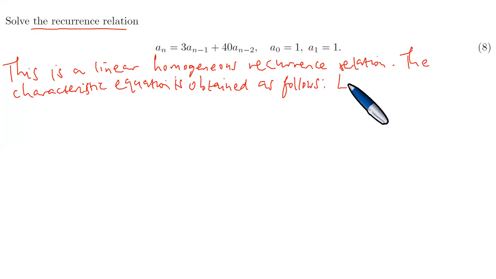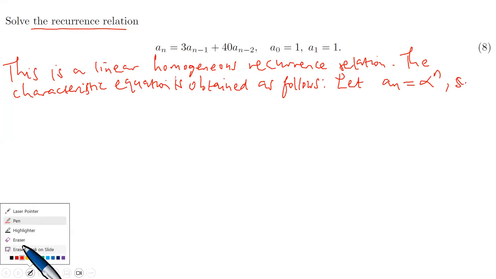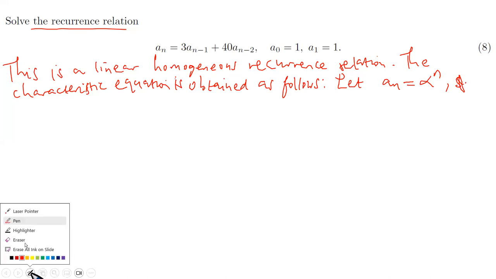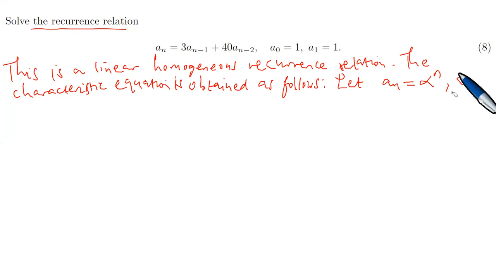So we need to let a_n be alpha to the power n, so that we get what? You always do this. This one is the homogeneous type, so it's pretty straightforward to deal with. But now you can have other cases as well.